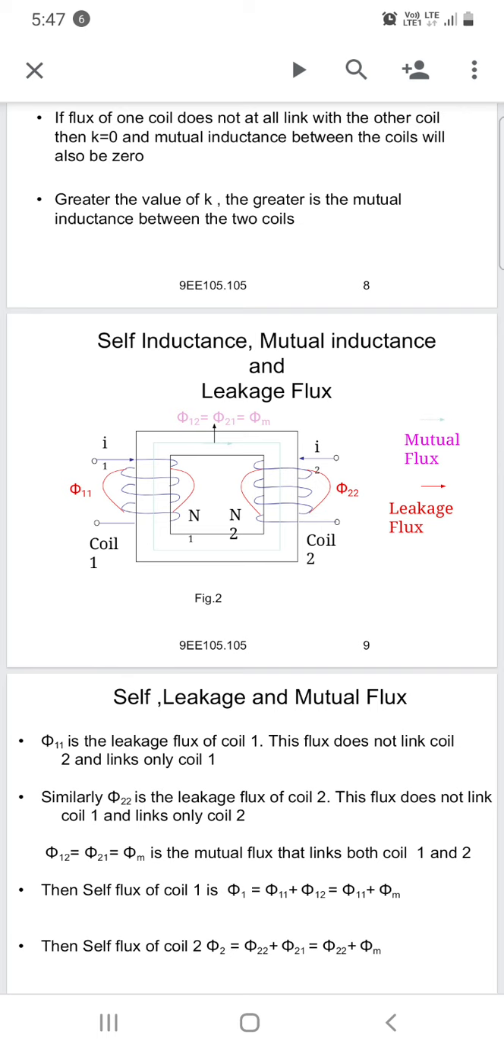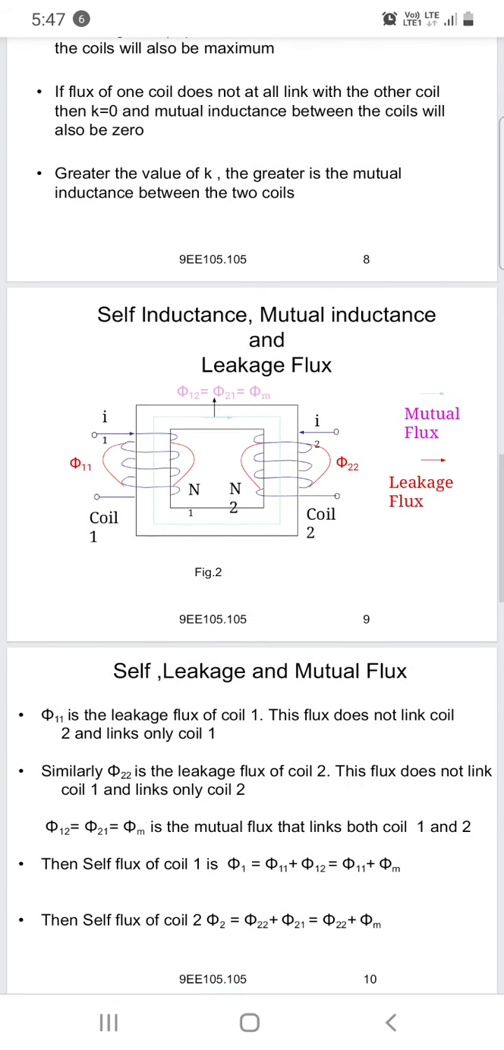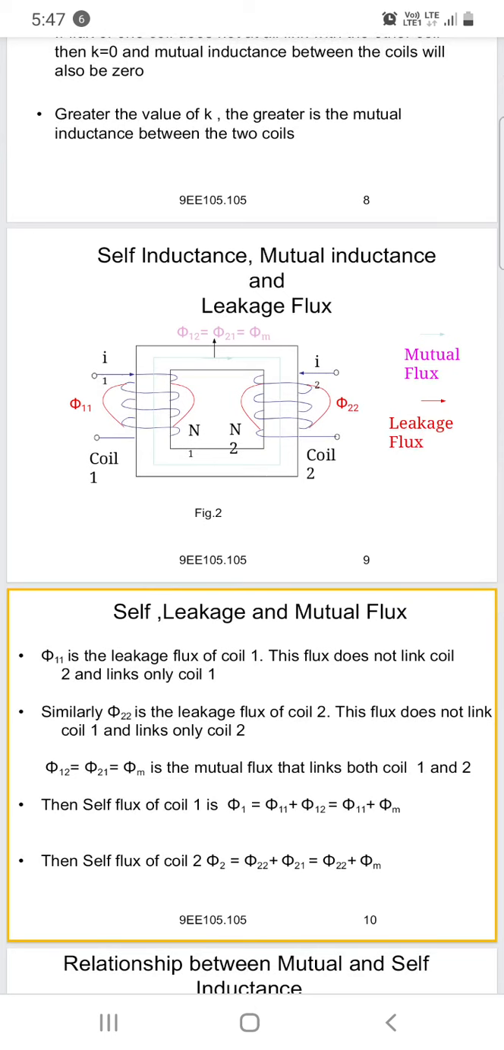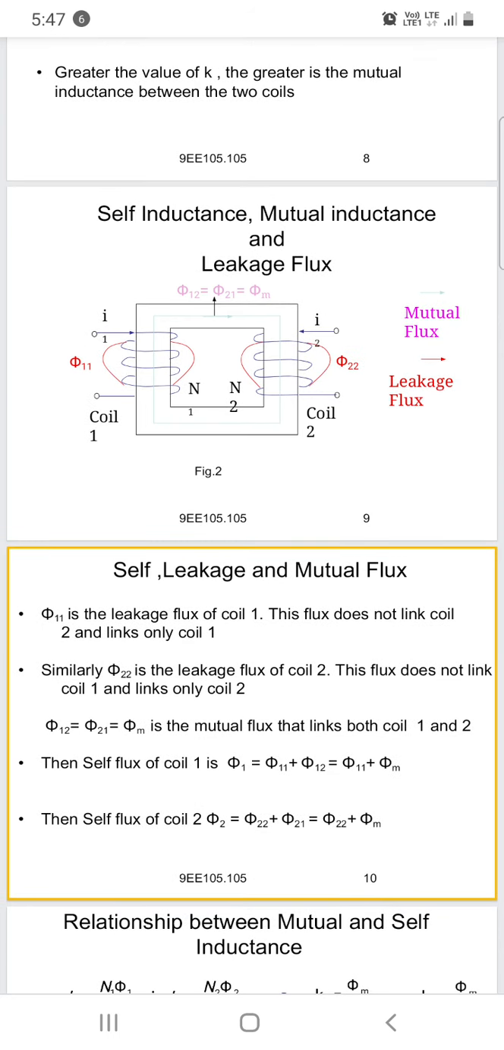Then the flux will be set up. This coil has N1 number of turns. Next, the second coil has N2 number of turns. In the first coil the current flowing is I1, and in the second coil, the current flowing through coil 2 is I2.